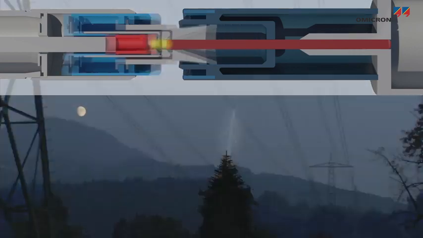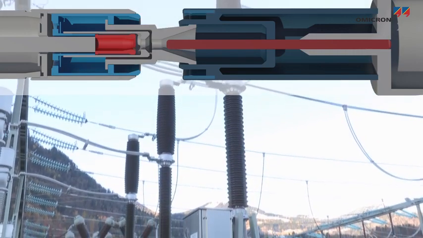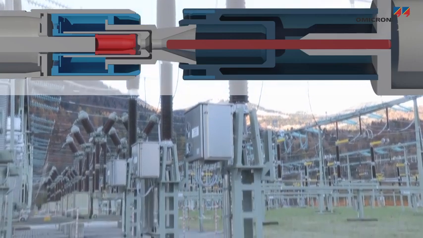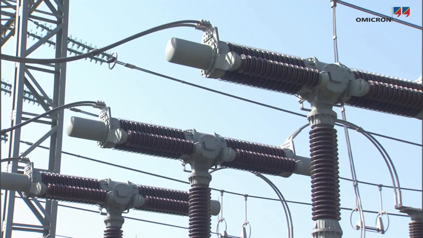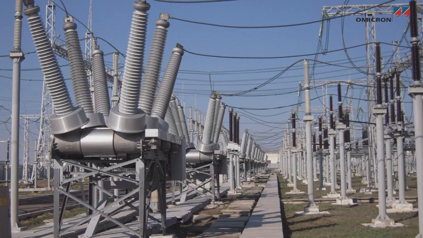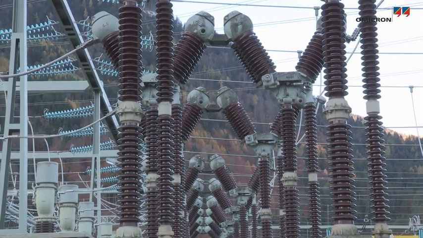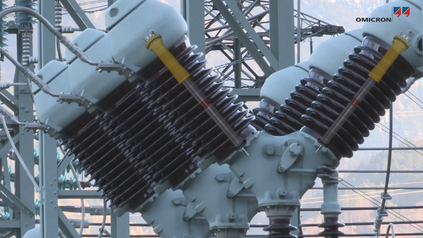They need to be able to reliably interrupt short-circuit currents without damaging themselves or adjacent equipment, even after long idling times. Different circuit breaker technologies are in use, depending on voltage level, application, and the age of their design. Current interruption takes place in interrupter chambers containing air, oil, SF6, or a vacuum.